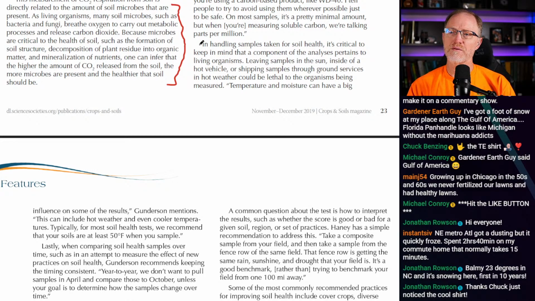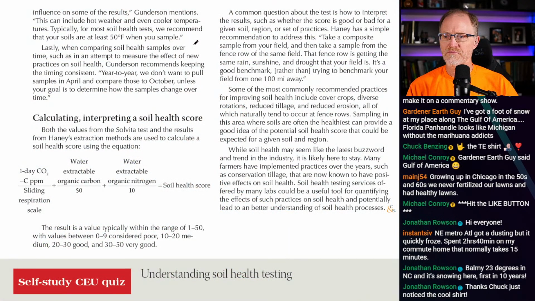All right, so they're just talking about living organisms. You take a sample, you don't want to stick it in a Ziploc bag and kill all the bugs in the soil. That's obvious. So you can't treat it like a normal soil test in that regard. Let's see. Yeah, so they just talk about how to take the test here.